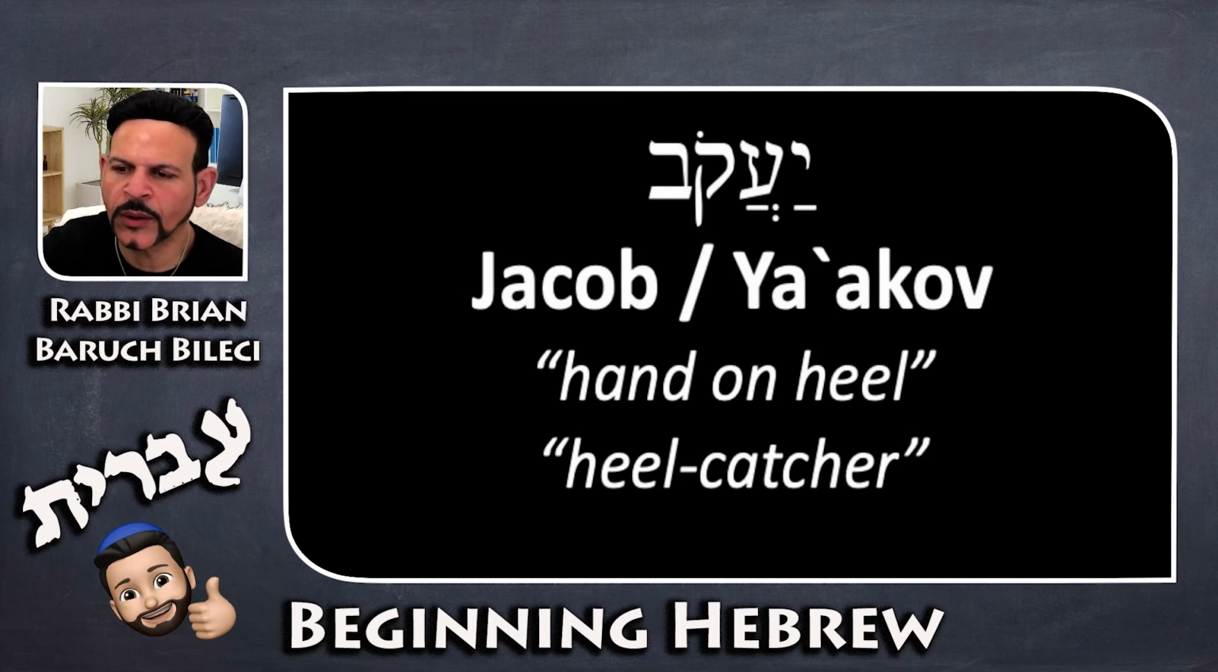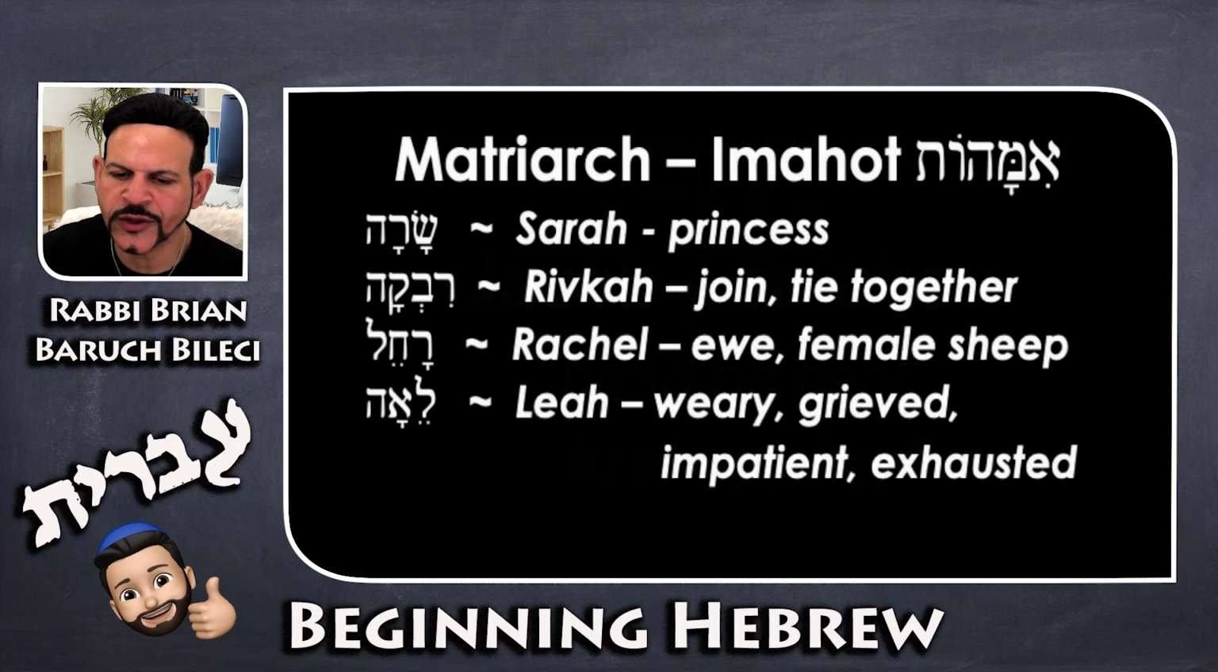So let's talk about the matriarchs for a minute. Sarah, we found out, means princess, and Rebecca is Rivka, which means to join or tie together. So interesting, like a threefold cord hard to be broken. Even for Isaac, Yitzhak, she tied him together. She bound him together. He was falling apart, and she was like the glue that pulled them together.